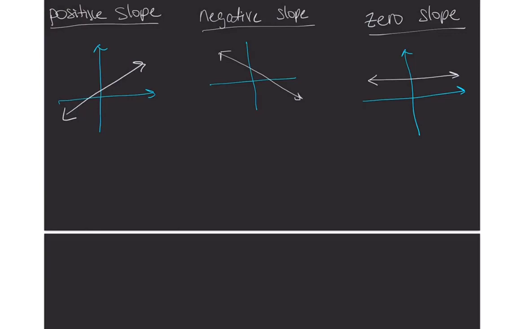Because is there a change in my y? Nope, I'm staying flat, right? I'm not going up or down, I'm going straight across, so there's no change in my y. So it'd be 0 over, well, my change in x can be whatever, because 0 divided by anything is going to be 0.